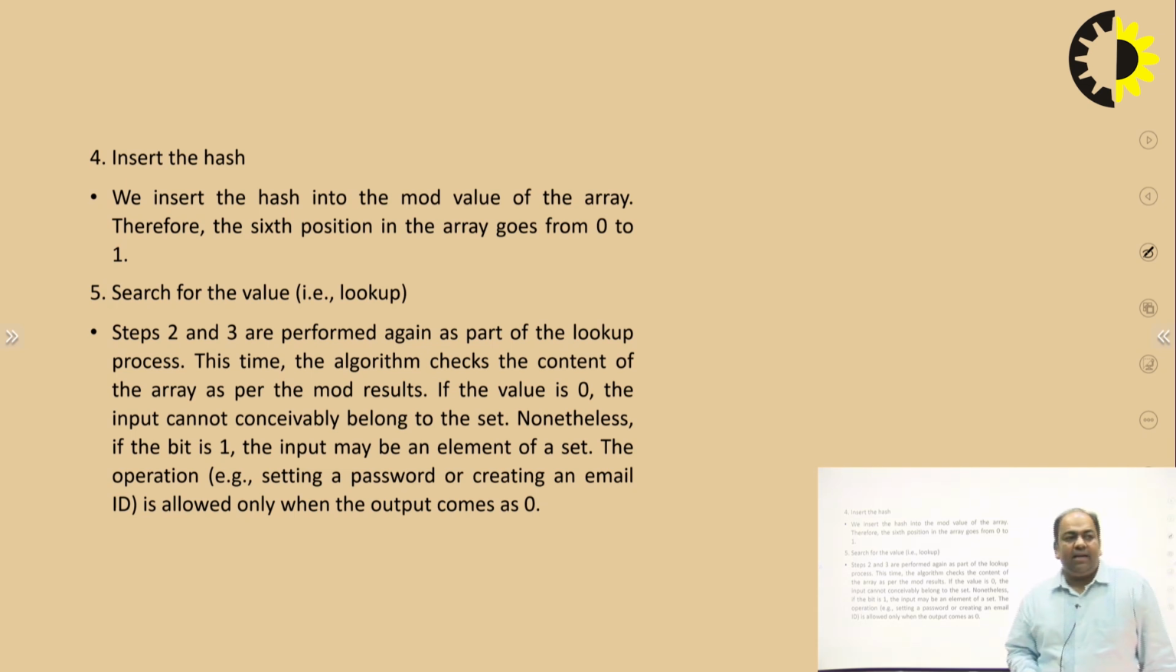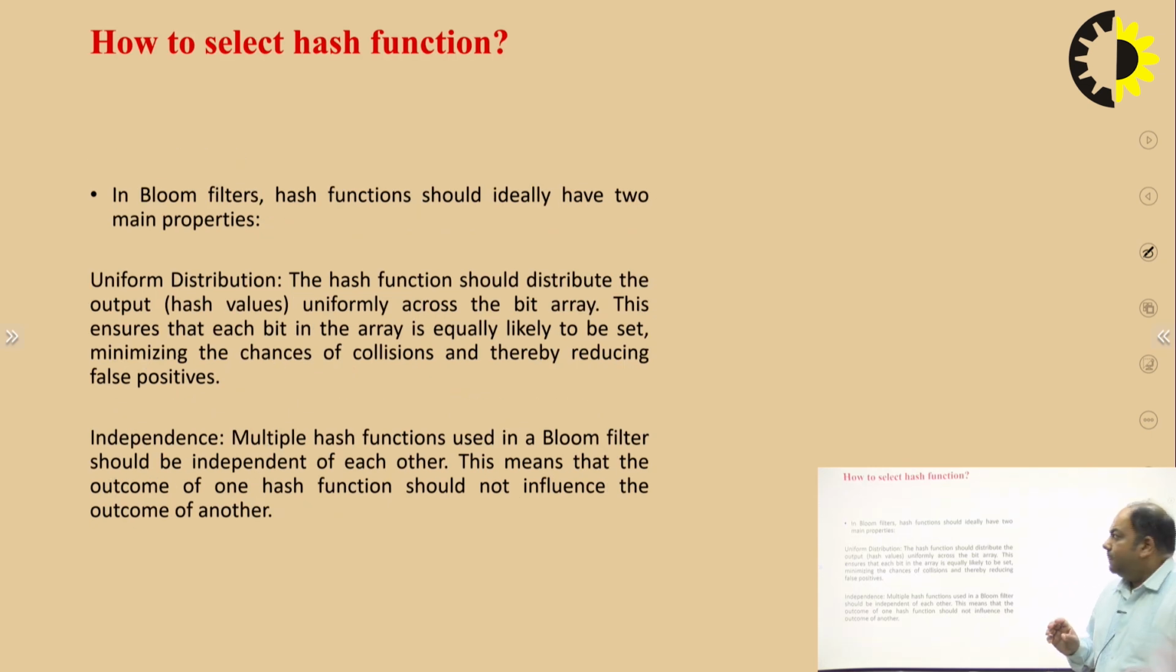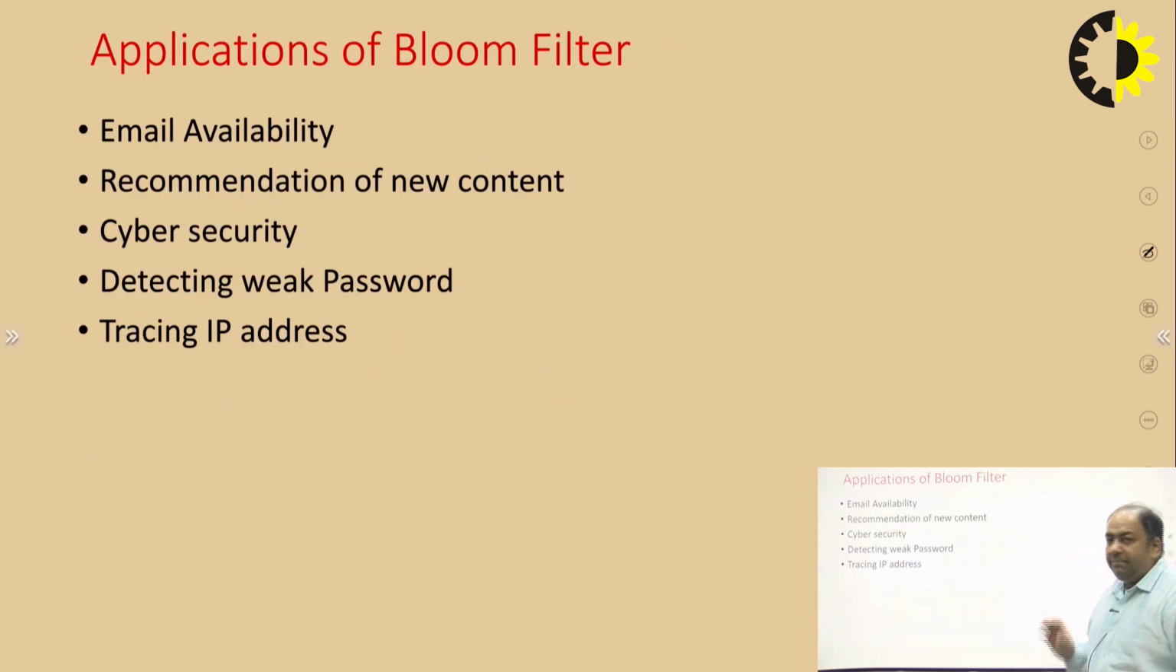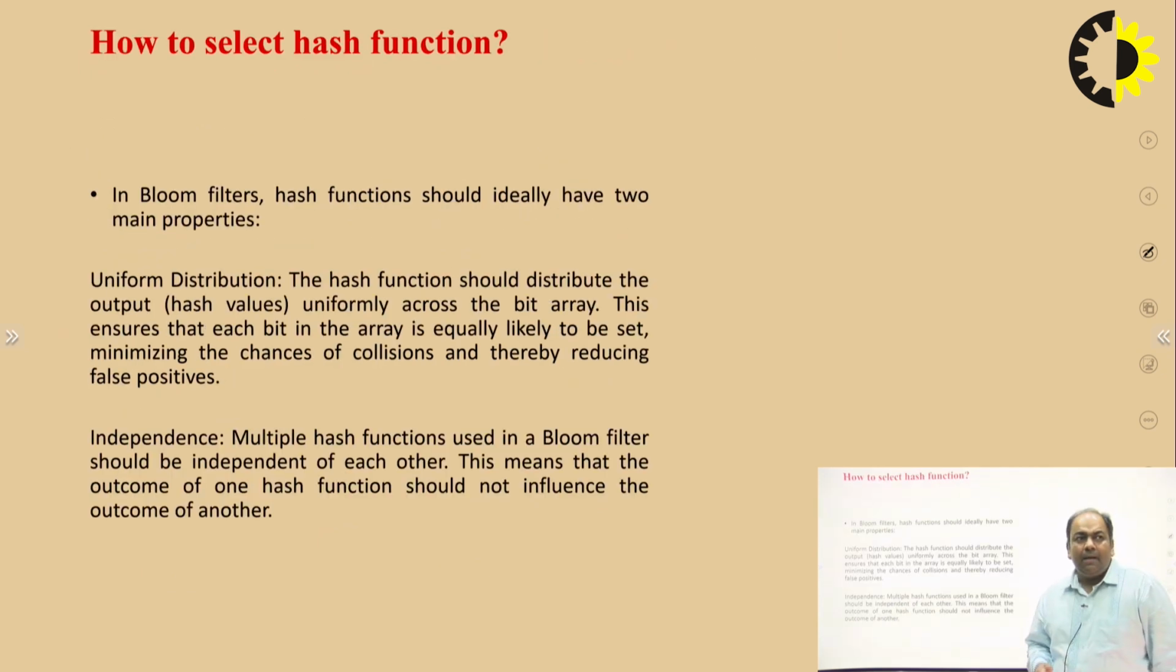An algorithm checks the content of the array as per the mod result. If the value is 0, it means the input cannot possibly belong to the set, and if the bit is 1, the input element may be an element of the set. So the insertion is allowed only when the output comes as 0. If the bit comes as 1, it means that data is already in the array. The applications of Bloom filters are email availability, recommendation of new content, cyber security, tracking of IP addresses, and detecting weak passwords. All these are applications. So now comes how to select the hash function.